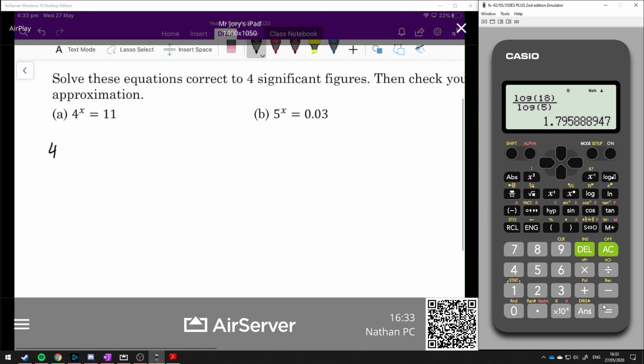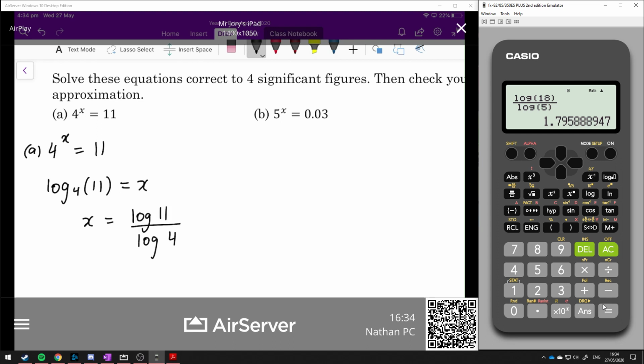So 4 to the power of x is equal to 11 is our part A. So we're going to start off by rewriting this in logarithmic form. So this is log base 4 of 11 is equal to x. Okay, so just going to swap them around. So that is log of 11 over log of 4. Now, even though the calculator doesn't have the 10 there, it's a very good habit to write it down so that we know that the bases are the same.